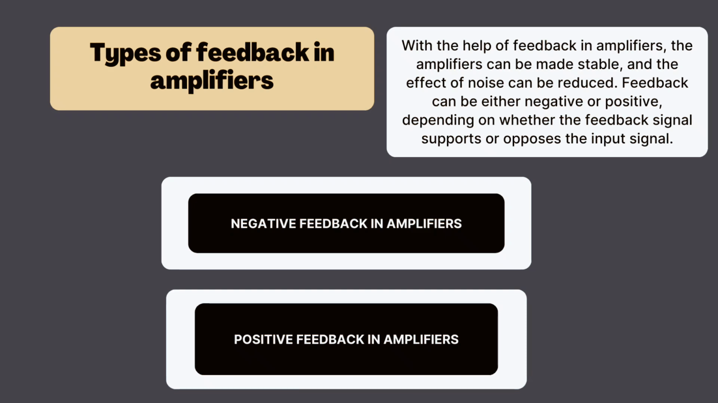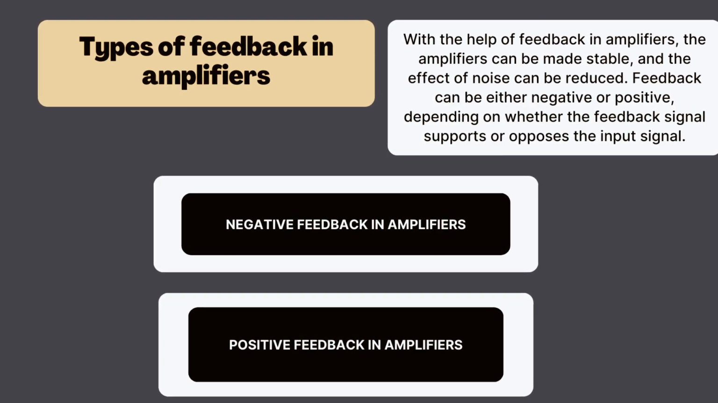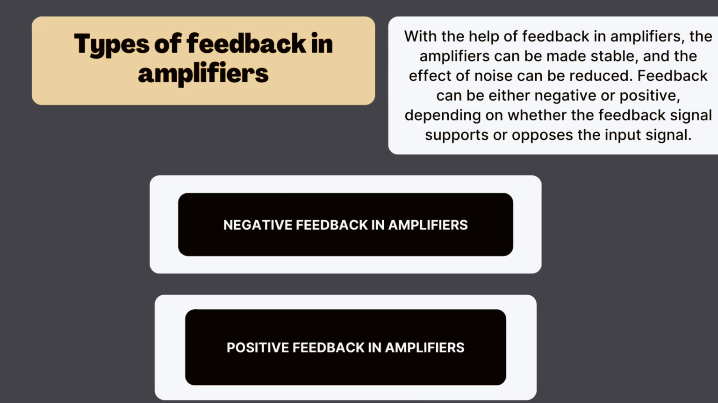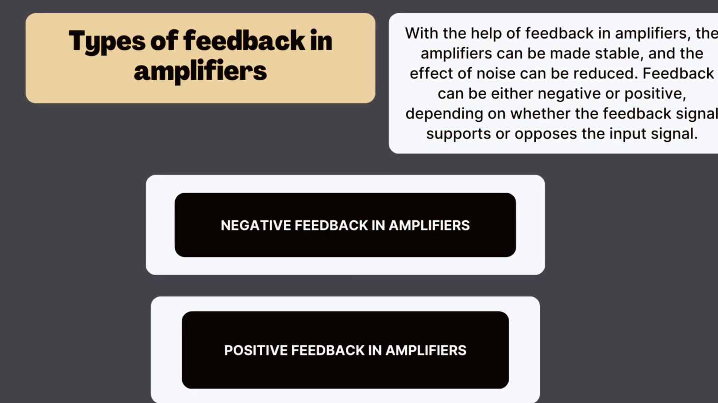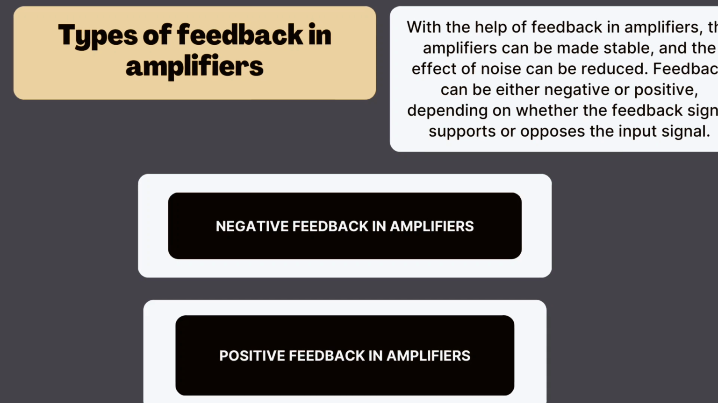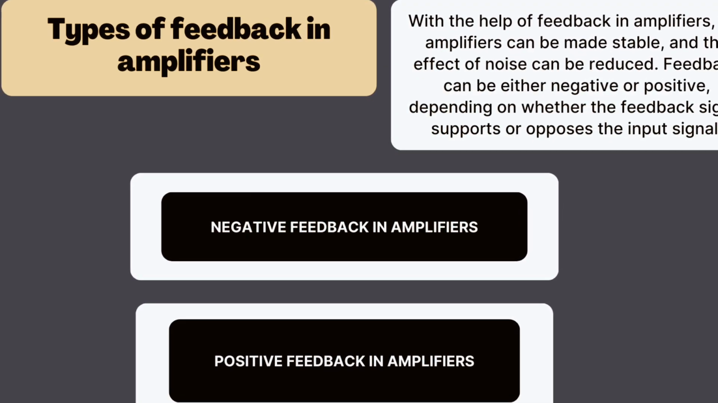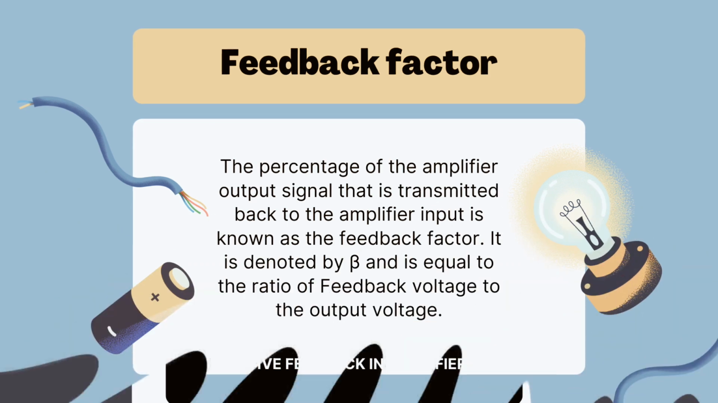The types of feedback in amplifier. With the help of feedback amplifiers, the amplifiers can be made stable and the effect of noise can be reduced. Feedback can be either negative or positive depending on whether the feedback signal supports or opposes the input signal.